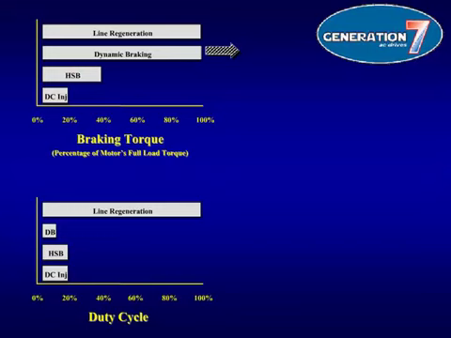Because line regeneration converts regenerated power back onto the AC input lines, there is no heating of braking components to be concerned with. This is why the duty cycle for line regeneration is so much larger than the other methods. Dynamic braking offers standard packages between 3% and 10% duty cycles. Custom dynamic braking packages are available which increase the duty cycle of dynamic braking, but as the duty cycle increases over 50%, it is often recommended to use line regeneration instead.